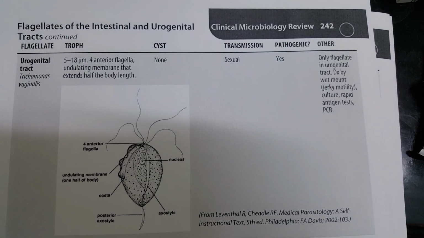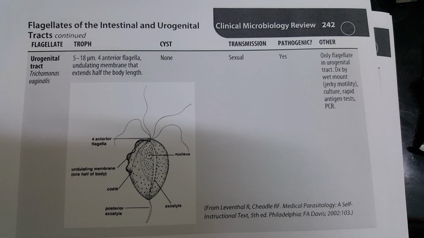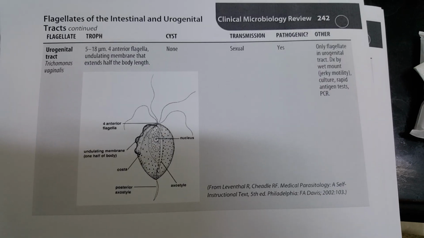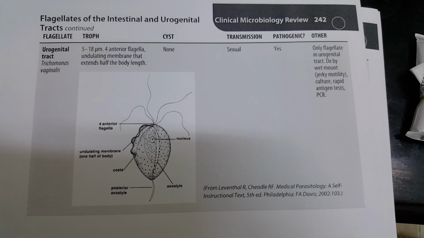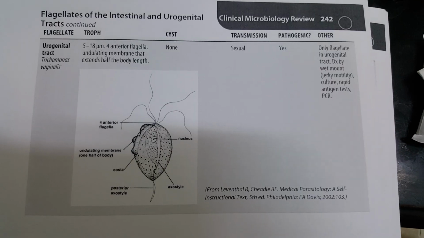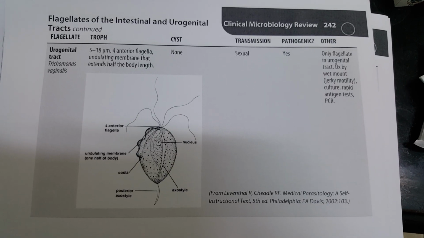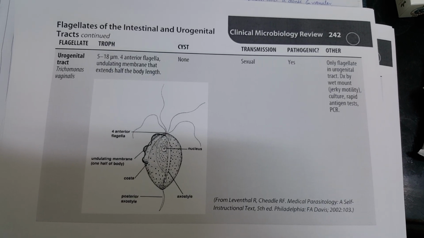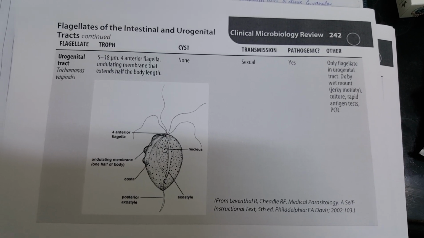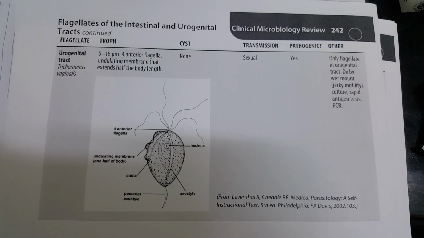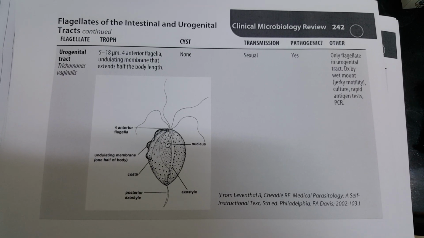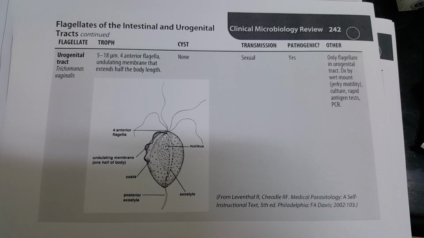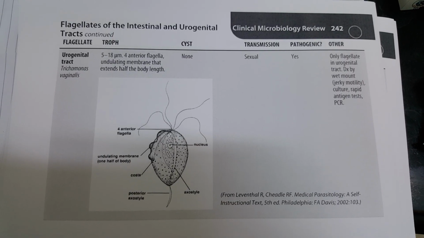Among the flagellates of the intestinal and urogenital tract, the most important is Trichomonas vaginalis, which is the only flagellate in the urogenital tract. Diagnosis is by wet mount showing jerky motility, culture, rapid antigen test, and PCR is also available. Transmission is sexual. Trichomonas vaginalis has no cyst, only a trophozoite form, which is 5 to 18 micrometers, with 4 anterior flagella and an undulating membrane that extends half the body length.